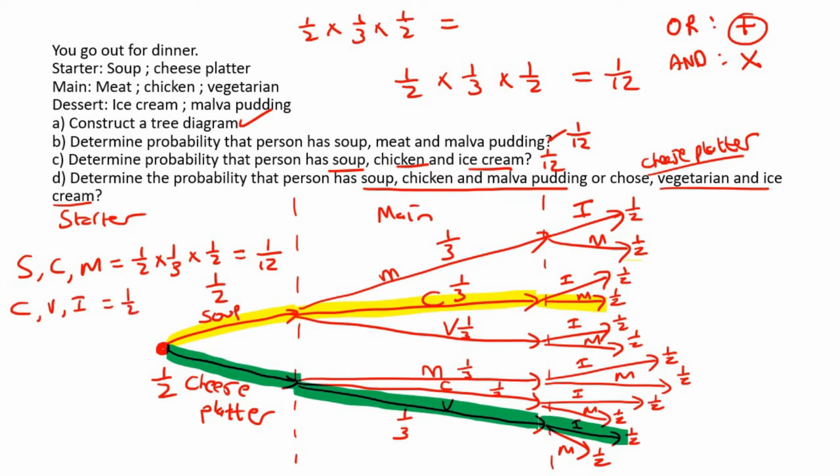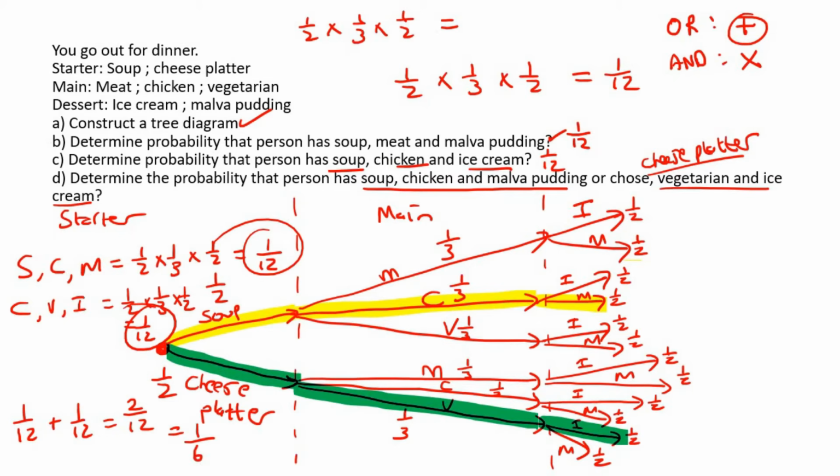And that's going to be the same. It's not always going to be the same with tree diagrams. It's just this type of question. And that's going to be 1 out of 12. So what we now said is that we are going to take those two answers and add them together. So that becomes 2 out of 12, which is actually 1 out of 6.